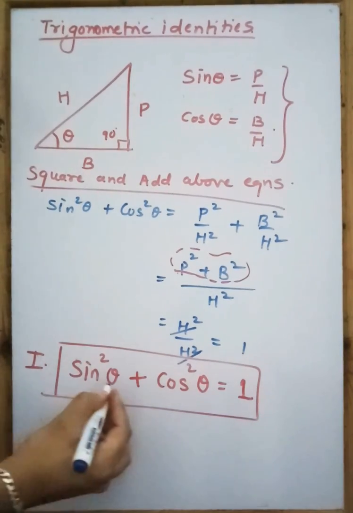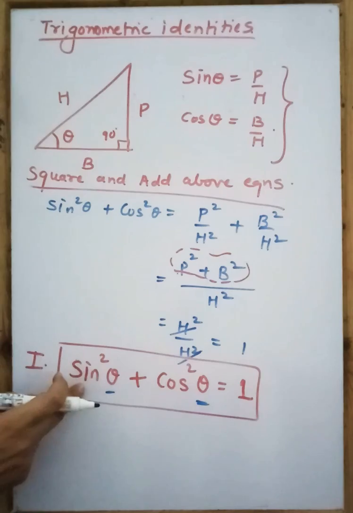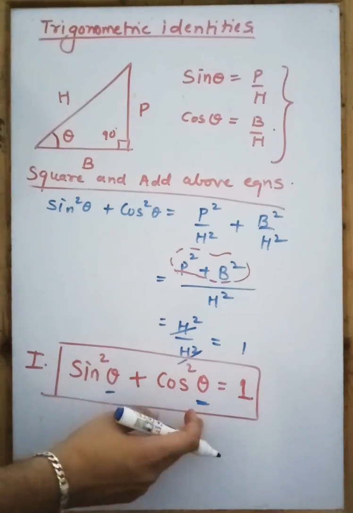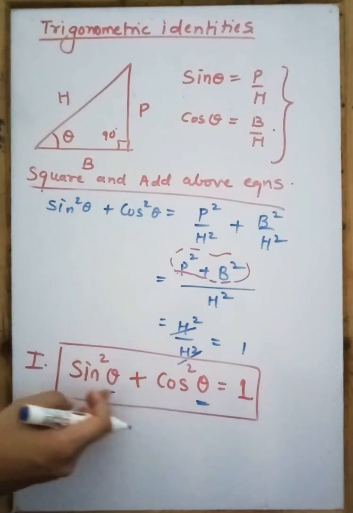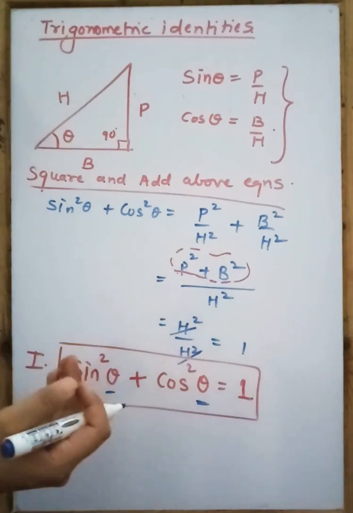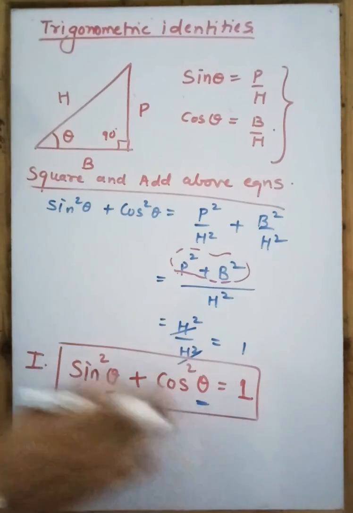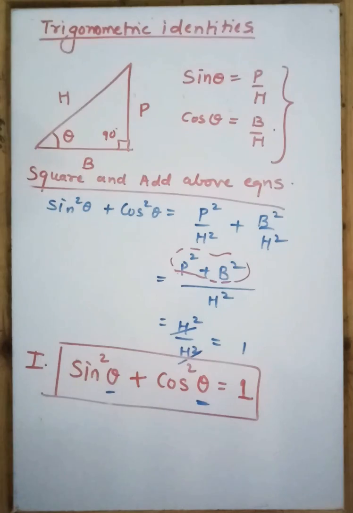Make sure that this angle is same. This is not valid if I say sine square alpha plus cos square beta. No, but if this angle is same, sine square alpha plus cos square alpha, that will also be 1. So this angle has to be same. So it's the first trigonometric identity. Do remember this, very very important.